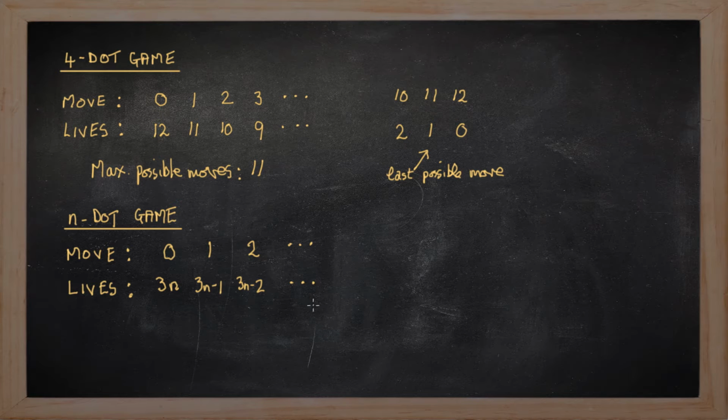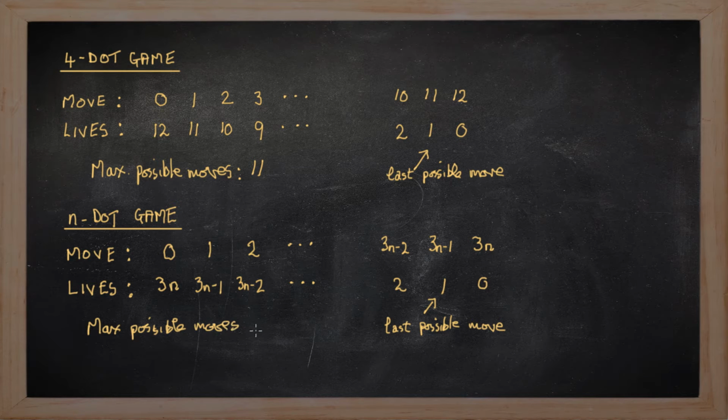So if we followed this through to the end of the table, we can see that move 3n would have left 0 lives. Move 3n minus 1 would leave 1 life, and move 3n minus 2 would leave 2 lives. And of course, if there's 1 life left, there are no further moves. So the last move possible is move 3n minus 1. So again, in this case, we can make the analysis that the maximum possible number of moves in an n-dot Sprouts game is 3n minus 1.